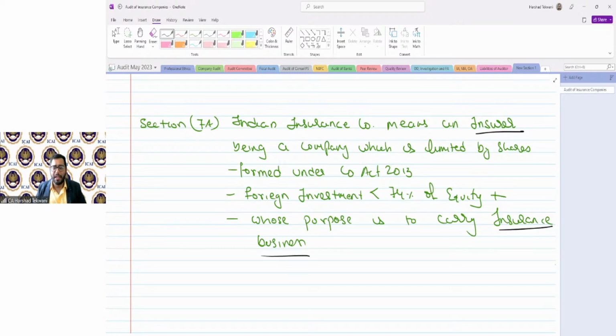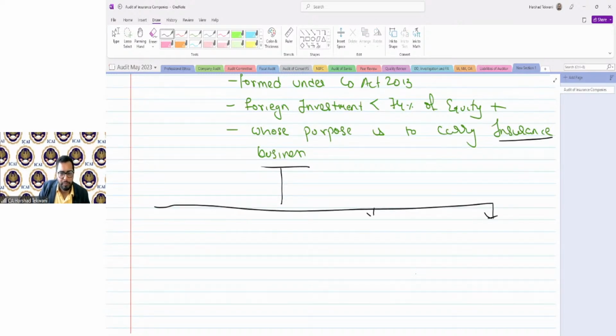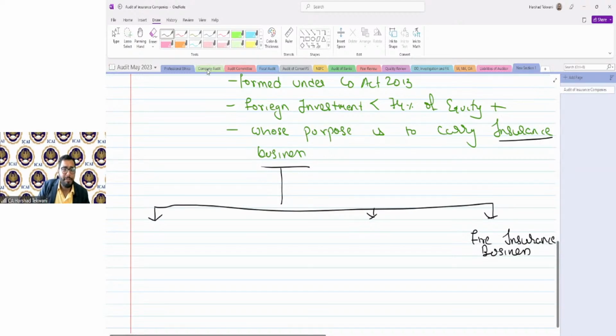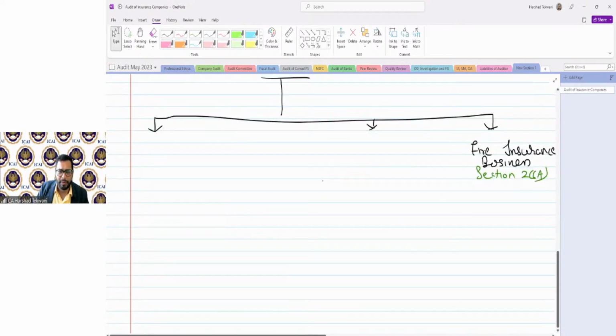But the first thing that we need to see is the insurance business. When I talk about insurance business, there are three types of insurance business that are specified in the Act. First is the fire insurance business, which is specified under section 2 of the Act, 6A, 6B, like this. And the second is general insurance business.